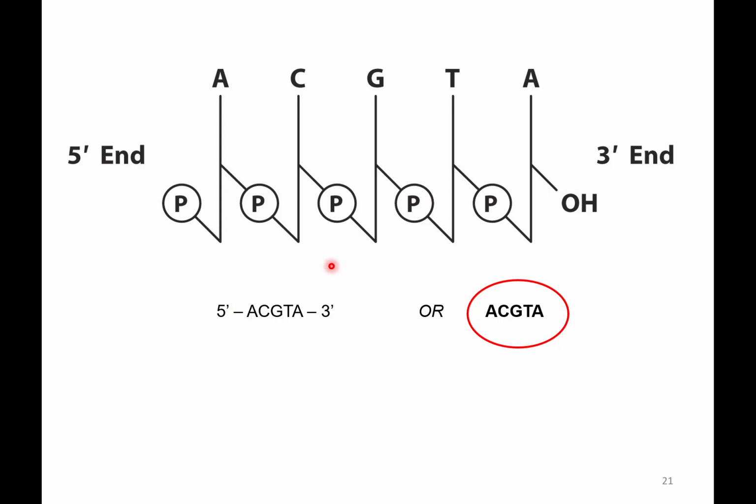Again, by convention, that's how it's normally done. So you can even sometimes omit those 5 primes and 3 primes and just write it out as the letters of the bases. All of these really mean the same thing.